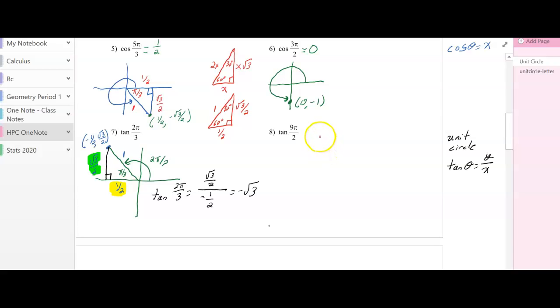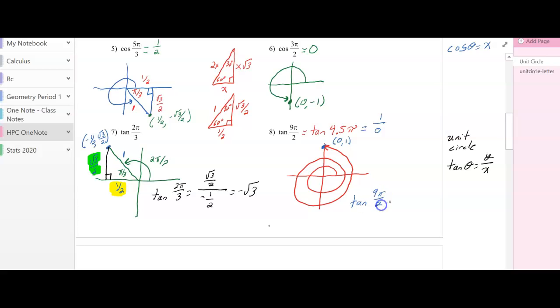Tangent of 9π/2. Well, this is equal to the tangent of 4.5π. So what does that mean? So a complete circle is 2π. Here's 4π, and then you're moving to the point up at the top where the blue dot is. That's 0, 1. The tangent is the y-coordinate over the x-coordinate, and you cannot divide by 0, so don't leave the answer like that. We say the tangent of 9π/2 is undefined.